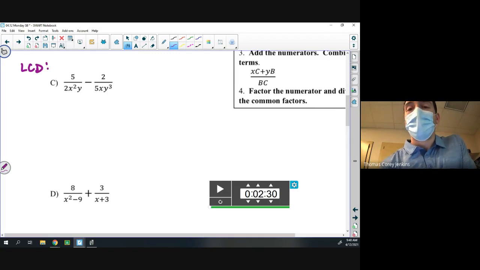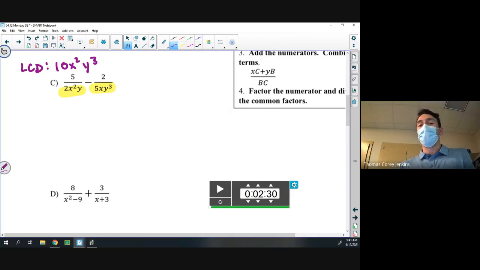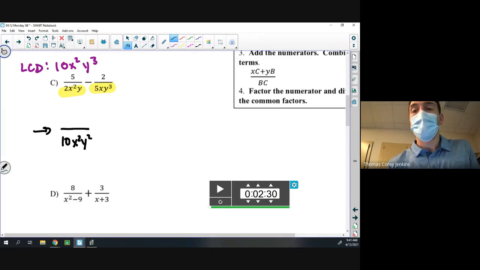All right, so I'm looking just at my denominators right now. What's the lowest common factor there, right? So for 2 and 5, the lowest number they both go into is 10. For x squared and x, the lowest factor that they both go into is x squared. And for y and y cubed, they both go into y cubed. So basically, that's the thought process to come up with the lowest common denominator, right? So we're going to change this to something over 10x squared y cubed minus something over 10x squared y cubed.